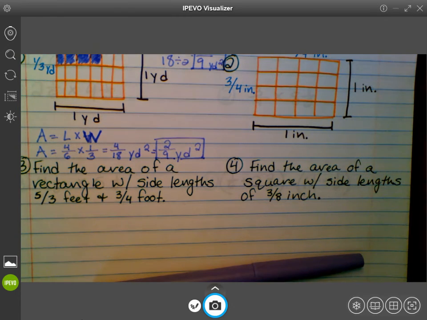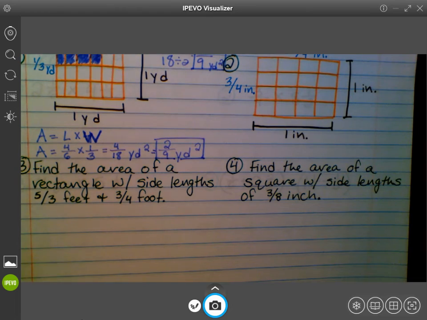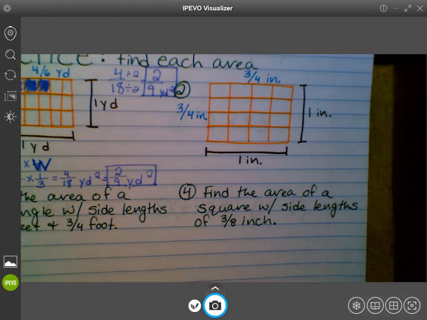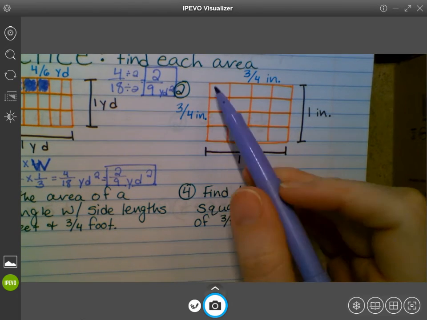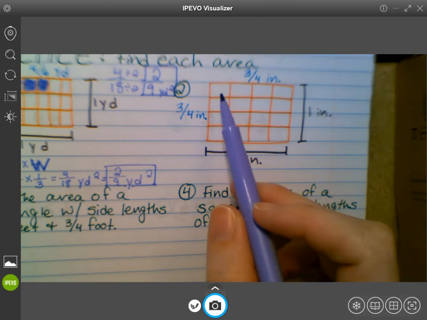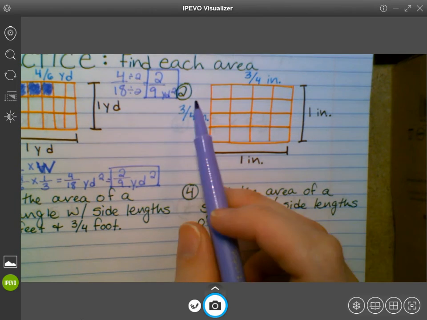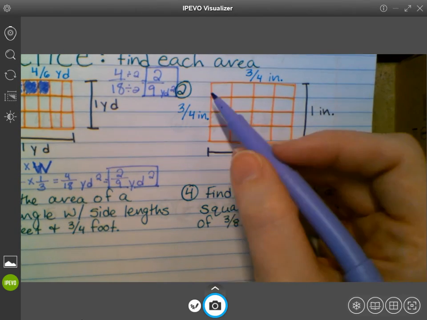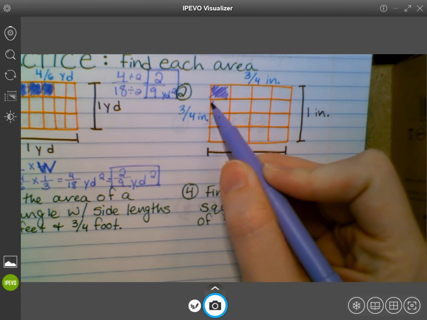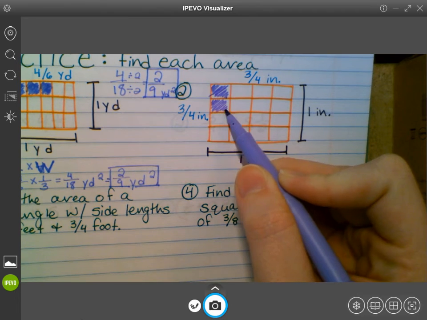Awesome. So let's take a look at number 2 together. So if we follow the steps we did with number 1, we're going to look at first our width, or 3/4 of an inch. So how many boxes should I fill in on the left side, 5th grade? 3. 3 out of 4. So I'd fill in 1, 2, 3.